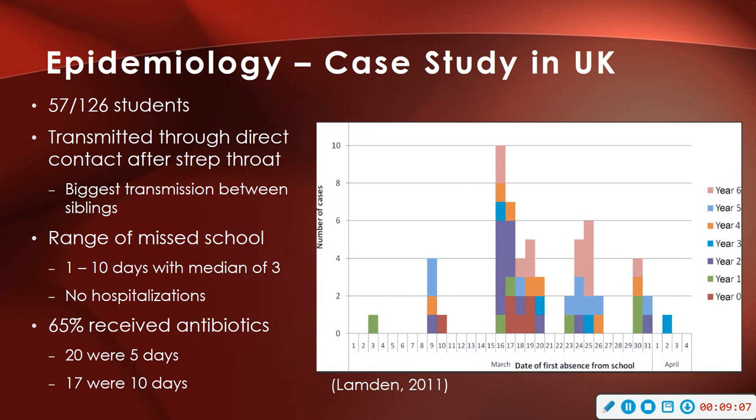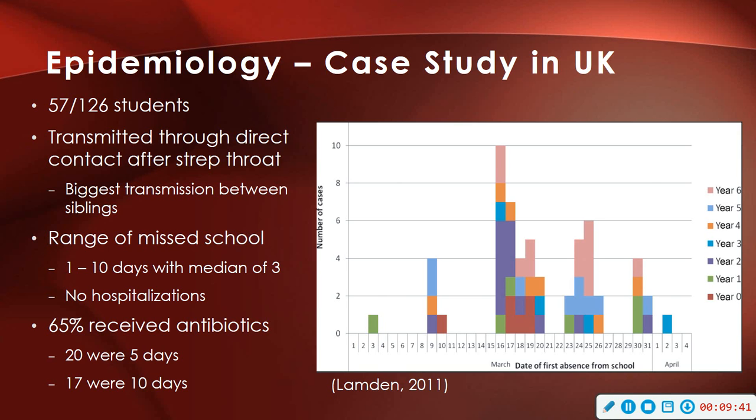So I'm going to first talk about the case study in the UK. What happened was in 2009, a primary school that ranged from preschoolers all the way up to 6th graders had 126 students, so not a large primary school. Of those 126 students, 57 of them, which was 45%, came down with scarlet fever in 1 month's time.